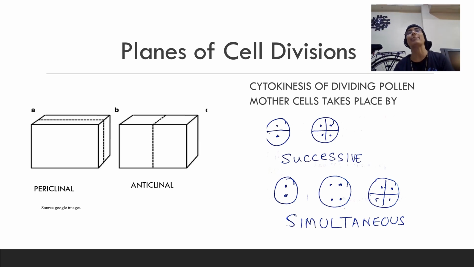Whereas in simultaneous method, what happens? The first division, the reduction division of meiosis, results in the formation of two nuclei. The chromosome number is half that of the parent. It is not followed by cytokinesis or cell plate formation. These two nuclei on their own undergo equational division and as a result produce four nuclei. Then after this, cytokinesis takes place and four cells are formed. You can visualize in this diagram, the four cells are formed.